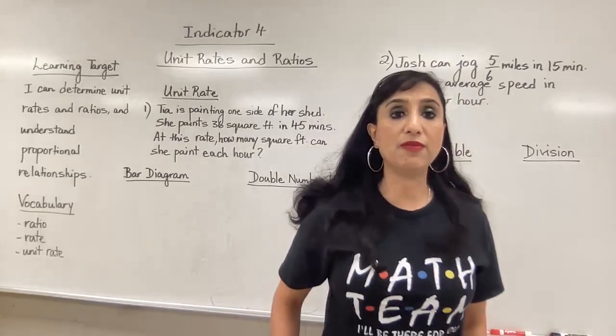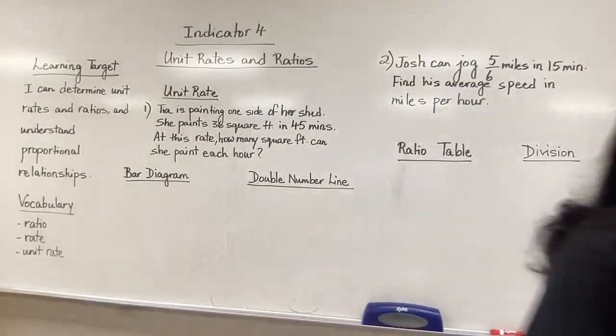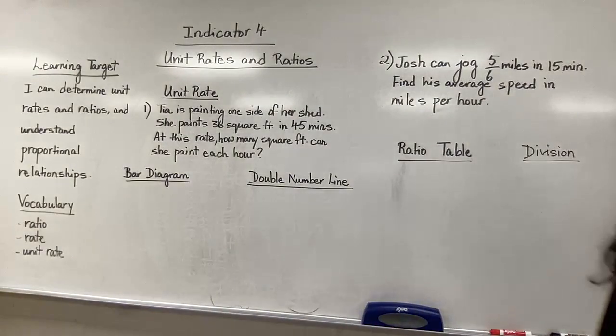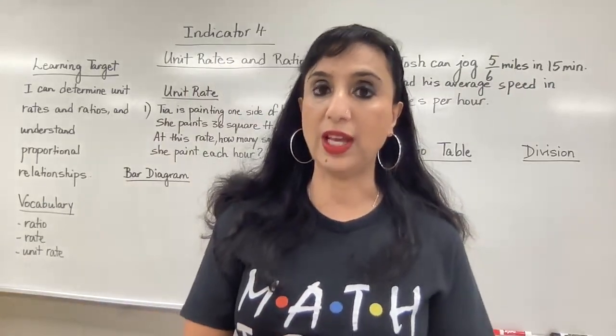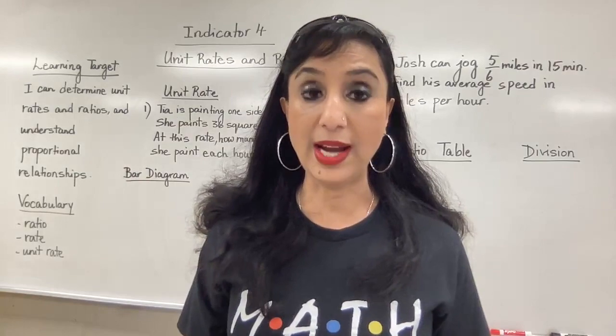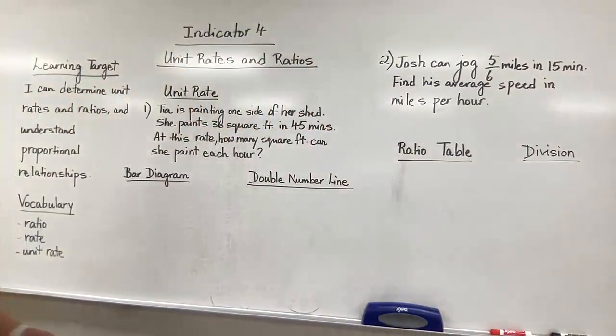All right. So if Tia is painting one side of a shed, and she is painting 36 square feet in 45 minutes. When we say that, we know that in 1 hour, we have four 15 minutes, right? So that means it's 1/4, 2/4, 3/4, and 4/4, which gives me 1 hour. So I can always write 45 minutes as 3/4 of an hour.